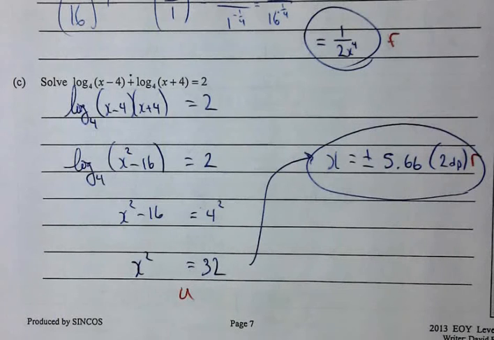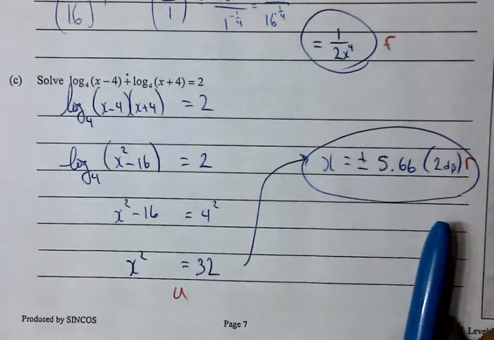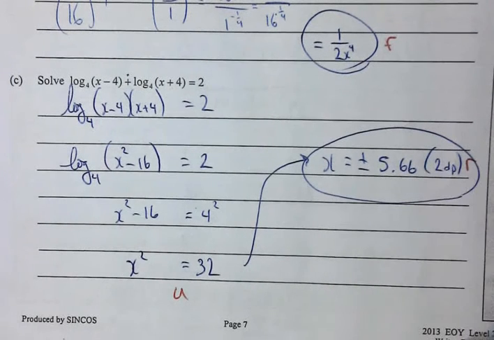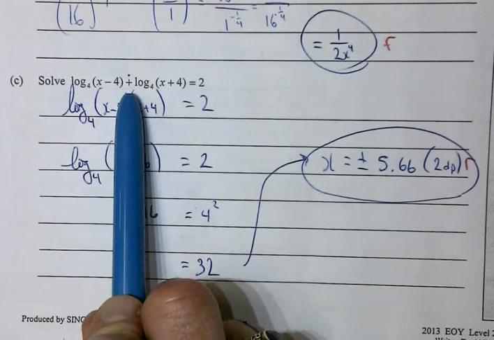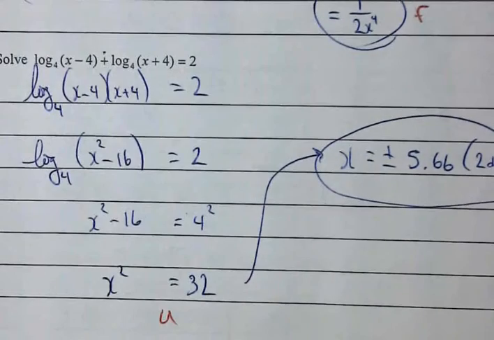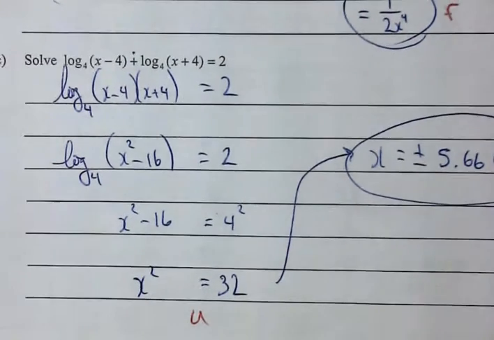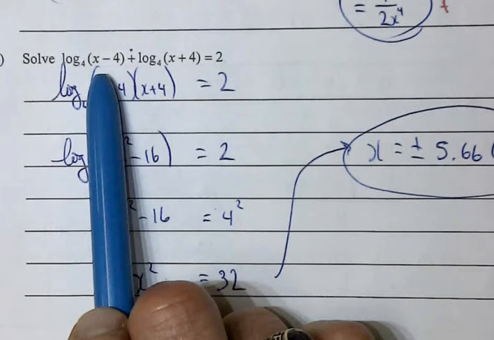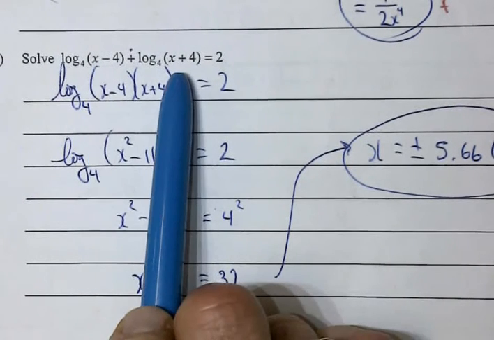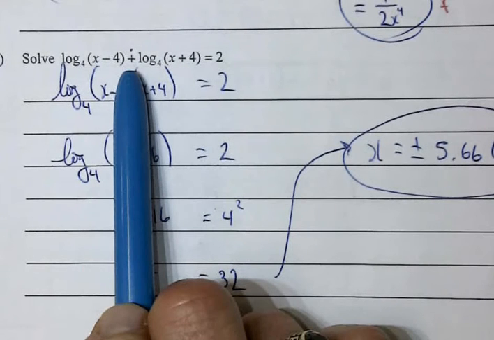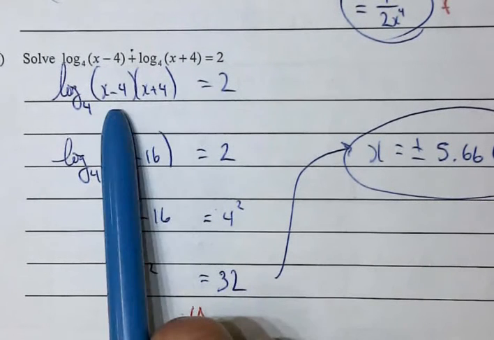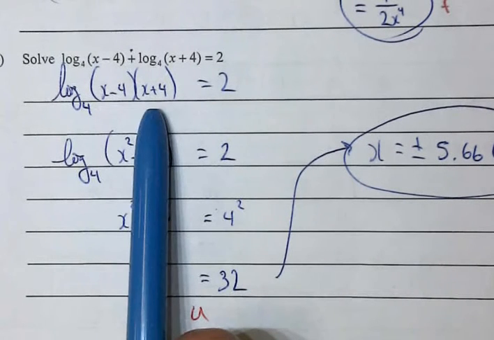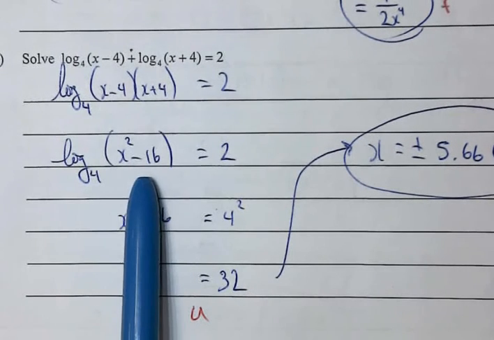All right, so we're solving a problem involving logarithms. One of the rules of logarithms: if we are adding logarithms that have the same base, in this case the base is 4, the x minus 4 and the x plus 4, since those are being added, that means we would multiply those. x minus 4 times x plus 4 gives us x squared minus 16.